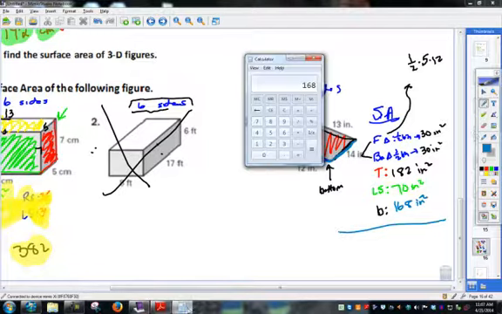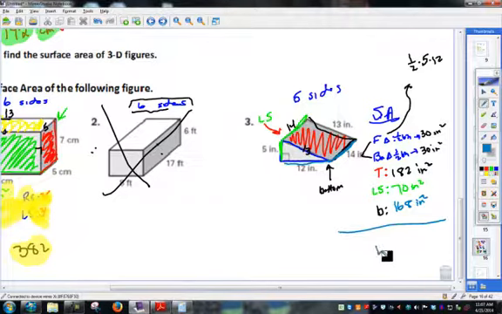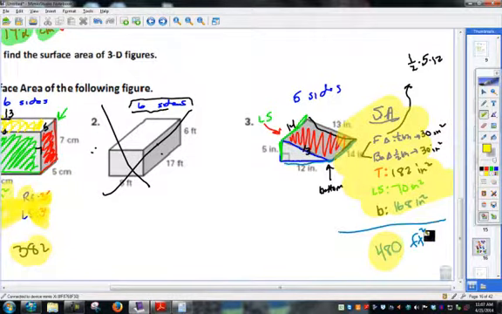Okay, so now we need to add all these sides up, all the areas up. It's going to be 30 plus 30 plus 182 plus 70 plus 168. It's going to be 480 feet squared. The 3 points: all your work here, the answer, and the units. Remember, area is always squared.